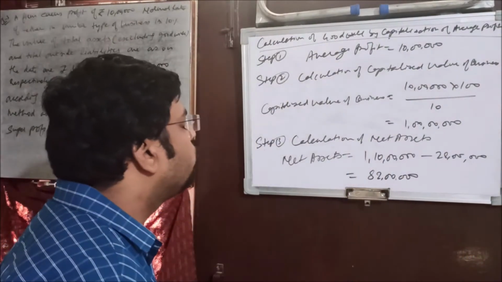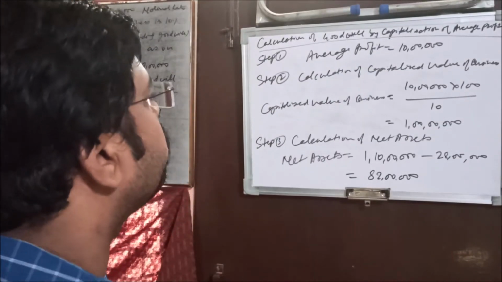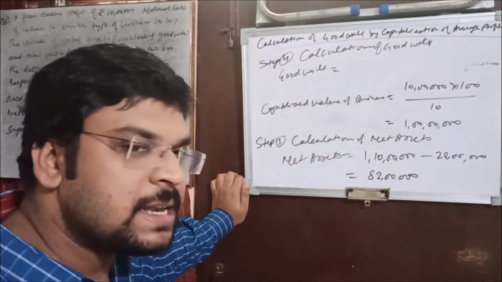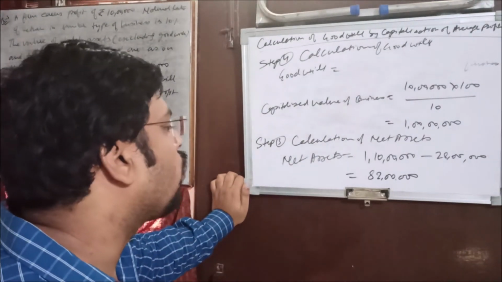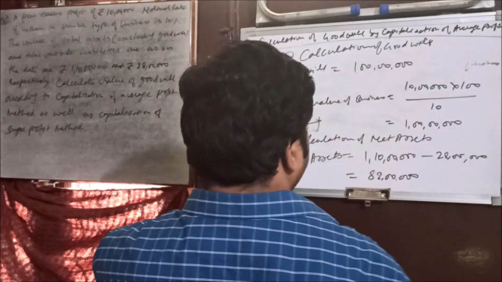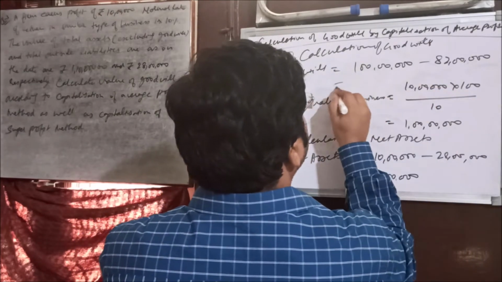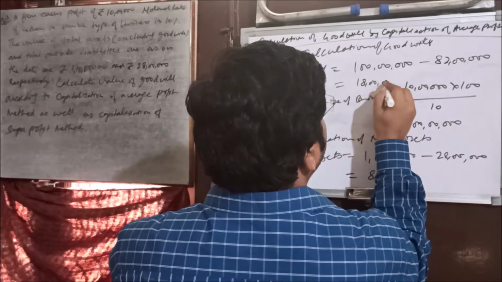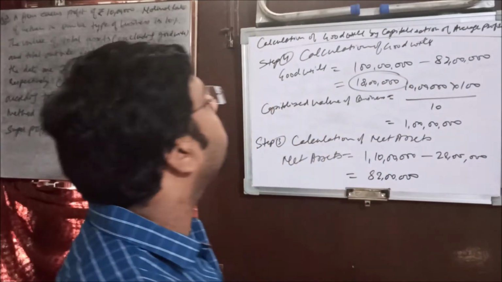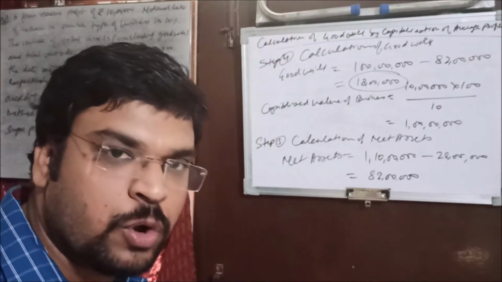Understood? Now let's move on to step 4. And what is the step 4? The calculation of goodwill. And what is the formula for that? Capitalized value of business minus net asset. And what is the capitalized value of business? We can see here, that is 1 crore. And what is the net asset on that date? 82 lakh. So the difference of the two, that is 18 lakh, will be known as value of goodwill. Understood? So this is the way to calculate the value of goodwill by the capitalization of average profit method.